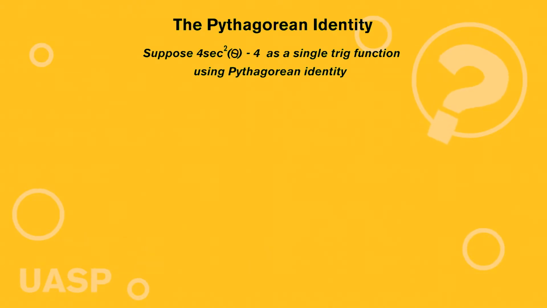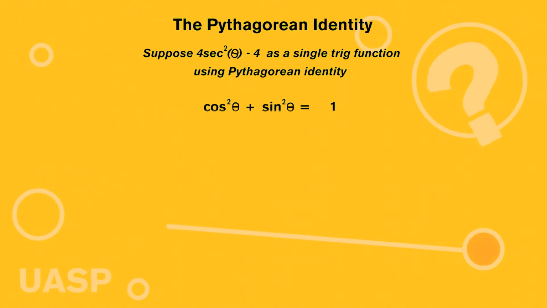Today we're going to be talking about the Pythagorean identity. Now, if you recall from a previous concept session, we actually talked about the Pythagorean identity. The Pythagorean identity is cosine squared theta plus sine squared theta equals 1.